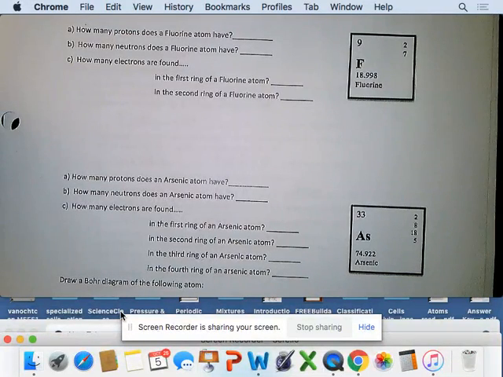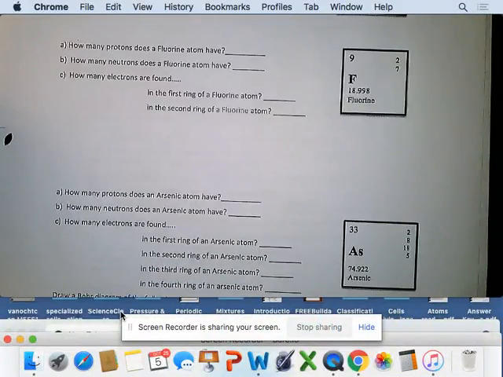Then you take this around it and subtract the top to get the neutrons. Okay? So 18.9 is like 19, and then subtract 9. Remember that you always have the availability of a calculator. You can always use the calculator. Okay?